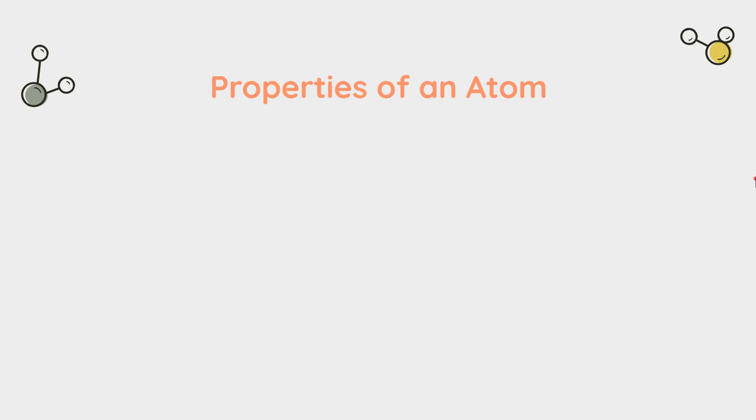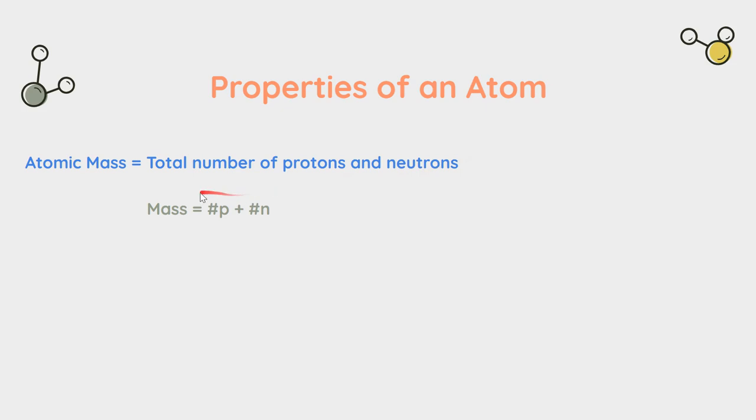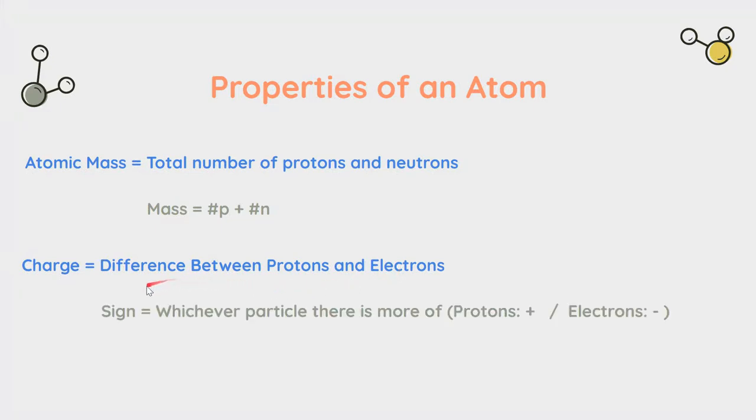When it comes to an entire atom, we can also talk about mass and charge. The atomic mass is our total number of protons and neutrons. In other words, our mass equals number of protons plus number of neutrons. And the charge would be the difference between our protons and electrons. Now, I have one system of doing this where I say the sign is whichever particle there is more of. If we have more protons, it's positive, and if we have more electrons, it's negative.